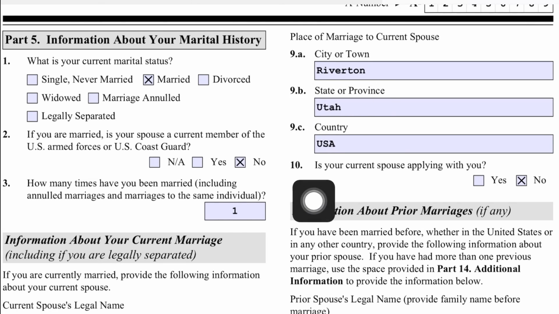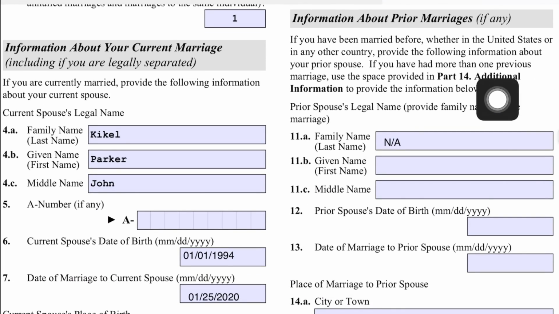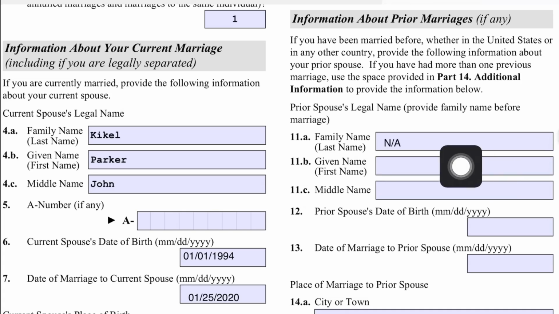Don't forget that, guys. Is your current spouse applying with you? I put no because he's already a U.S. citizen and he is the petitioner. So the next one will be information about your prior marriage, if any. If you have been married before, put information here about your previous marriage. But if you never had been married before, just put NA.